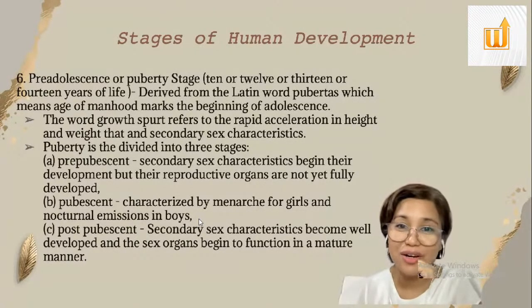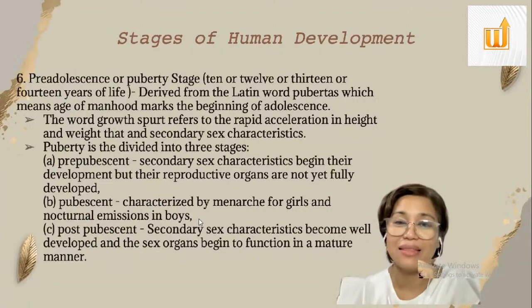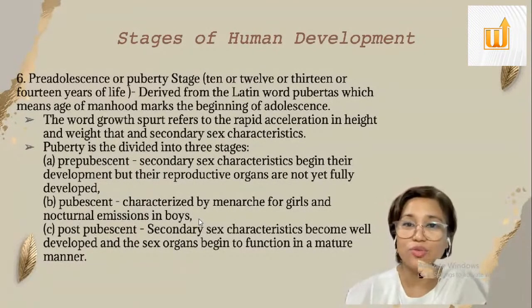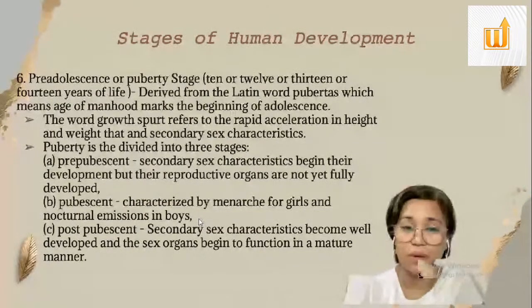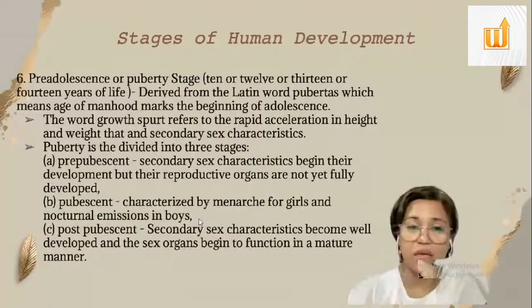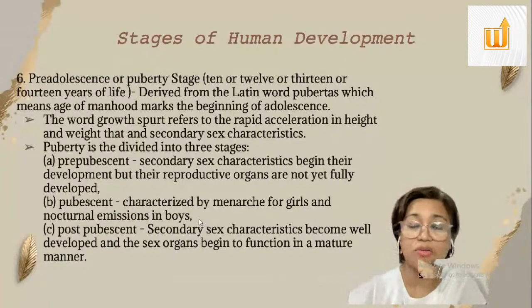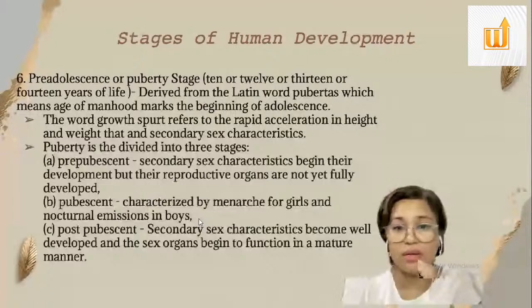And so we discourage children at this time getting pregnant because the reproductive organs are not fully developed. And this is a very, very important reminder for parents to take care of the children, not to engage in sexual activities yet when they are in the pre-puberty and the puberty stage. And then we have the pubescent stage, characterized by menarche for girls and nocturnal emissions in boys. Menarche.